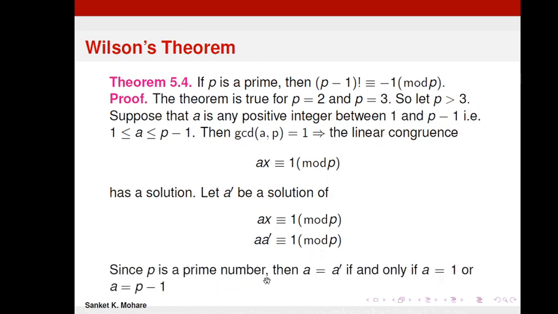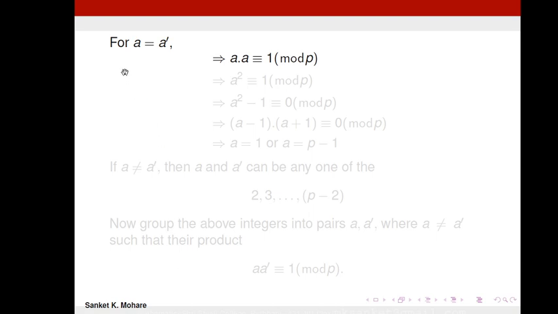Since p is a prime number, a equals a dash if and only if a equals 1 or a equals p minus 1. Now we claim a equals a dash if and only if either a is 1 or a is p minus 1, as p is a prime number. So let's prove it. For a equals a dash, we substitute the value of a dash equal to a. So we obtain a times a congruent to 1 modulo p. This implies a square is congruent to 1 modulo p.